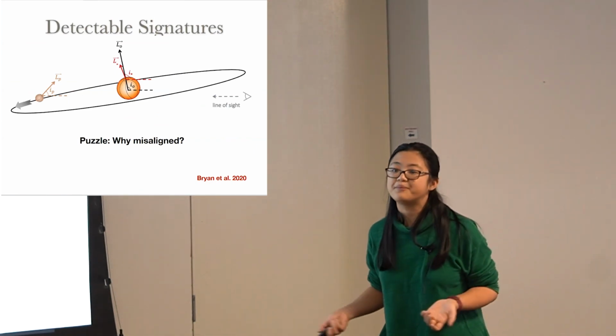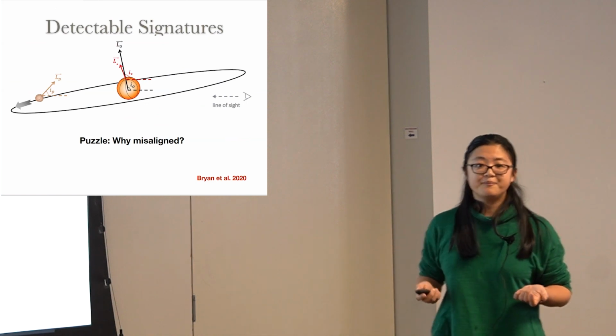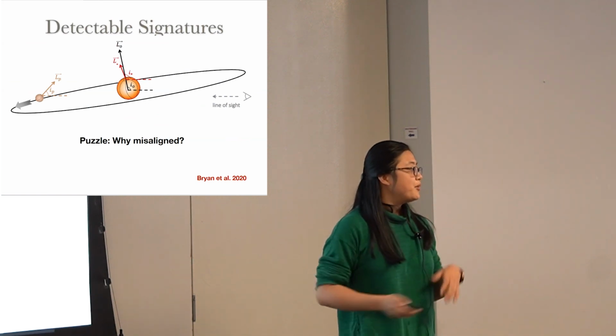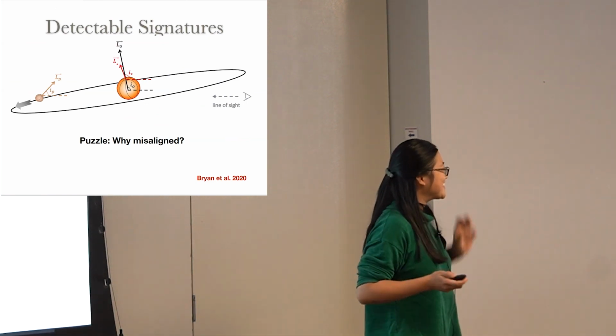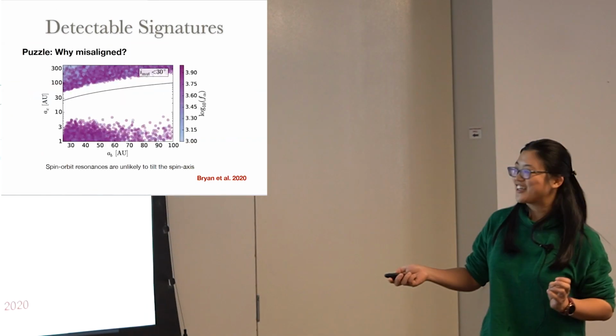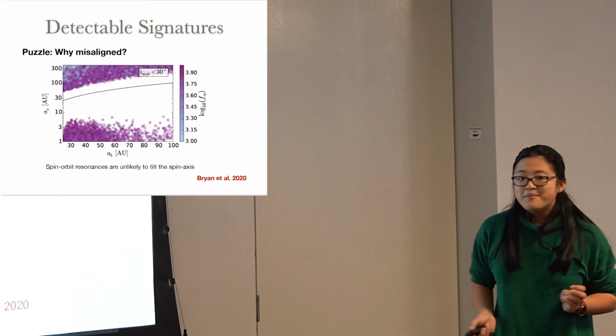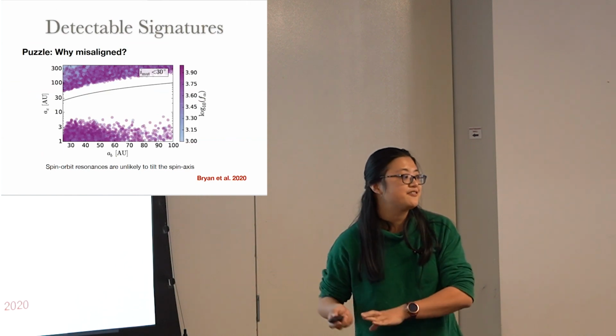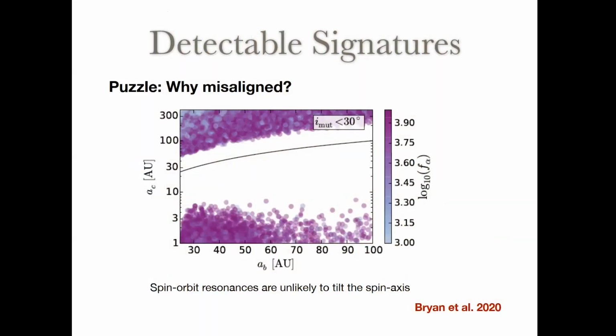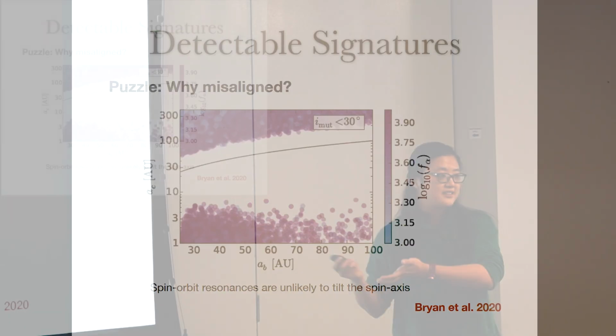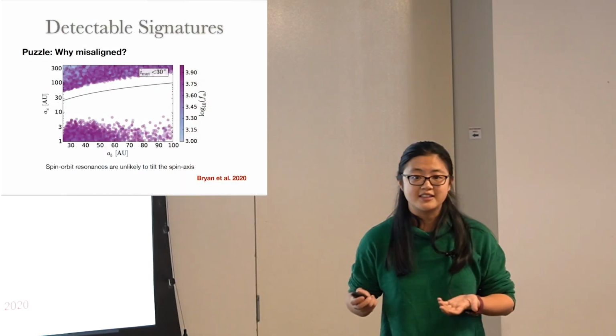So what leads to the misalignment of the planet? Similar to what we discussed earlier in this talk, people consider secular spin-orbit resonances. But the challenge here is the planet is very far away from the host star at 50 AU, so the spin precession frequency is very small. So it's very unlikely to have spin-orbit resonances excite the spin axis. So it's still not clear what is the origin of the planetary spin axis.